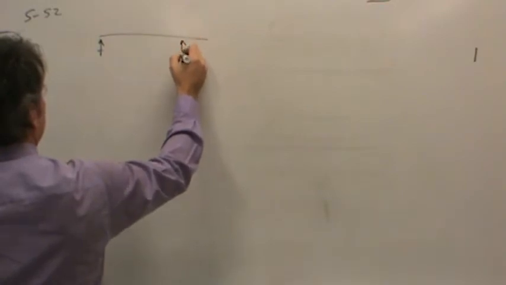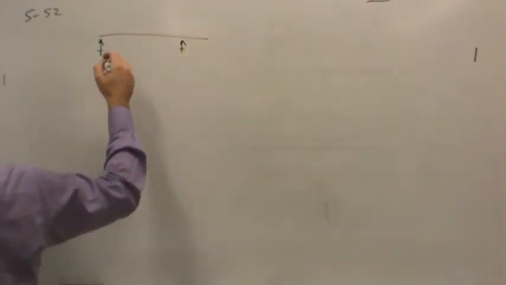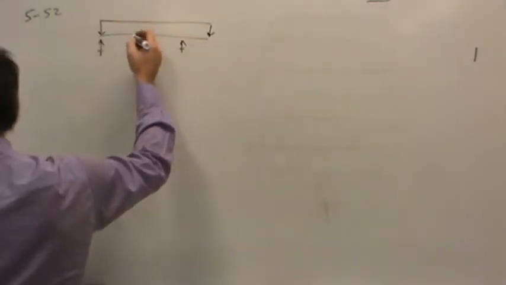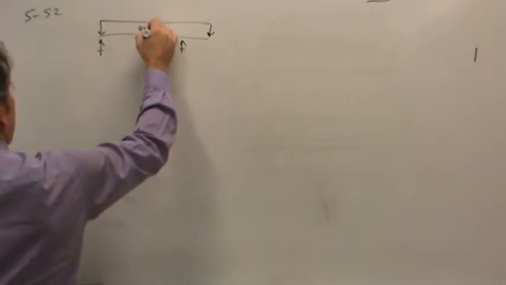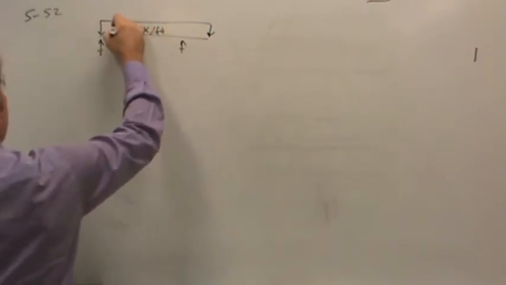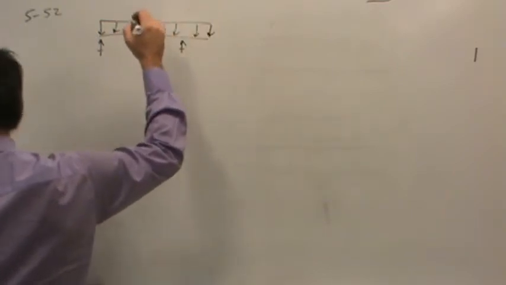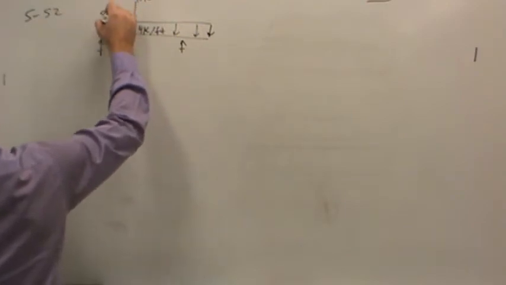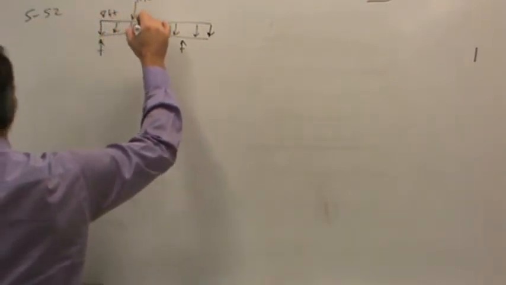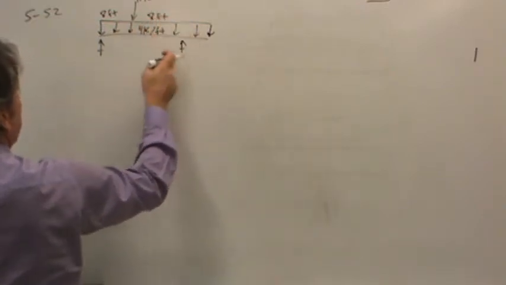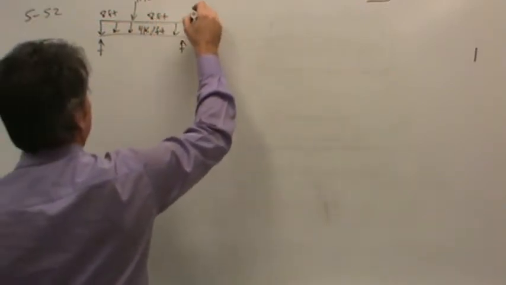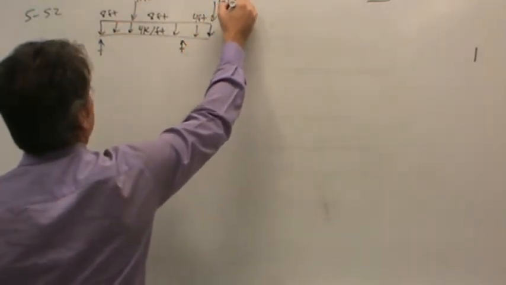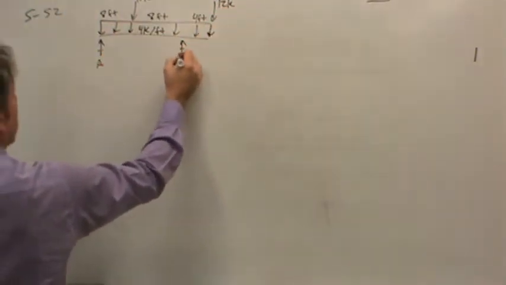There's a reaction on the left end and a reaction near the right. There's a distributed load along the entire length of the beam, and that distributed load has magnitude of 4 kips per foot. Then there's a concentrated load of 15 kips. That is 8 feet from the left-hand side. There's another 8 foot to the support. And then there's 4 feet beyond the support with a 12 kip load out at the end. Let's call this A, let's call this B.